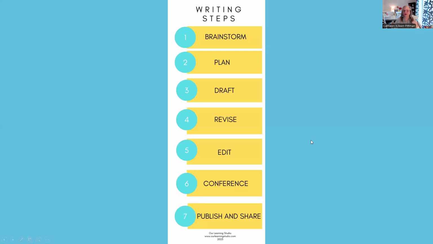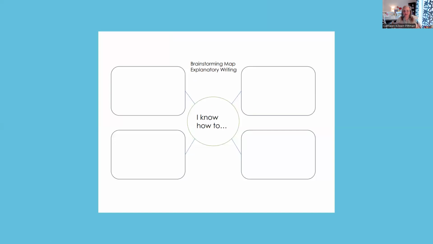If we look at that first step, the brainstorming process, we're coming up with a topic. Can we offer visual support here? Here's an example of a really simple brainstorming map for an explanatory writing piece. I know how to... can we brainstorm four different things we know how to do? In the brainstorming, you can even just turn that paper over, or on the screen, just jot down a few ideas. Then your child will decide which topic they want to choose.